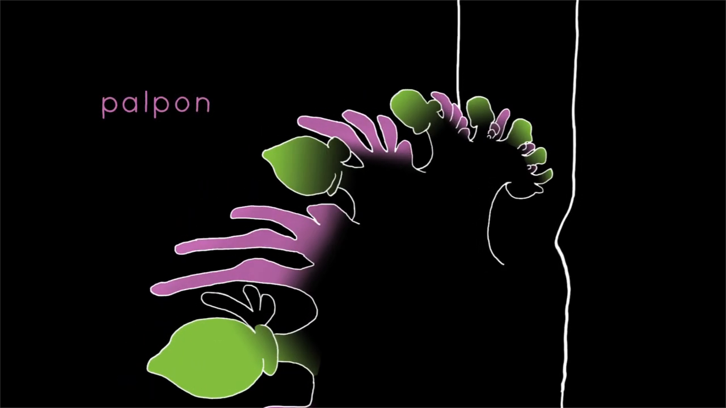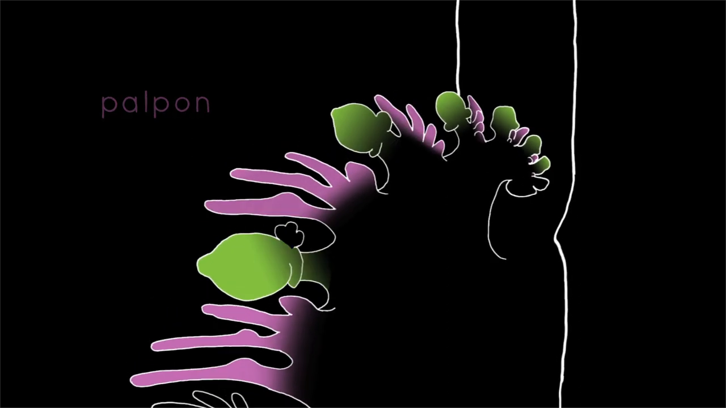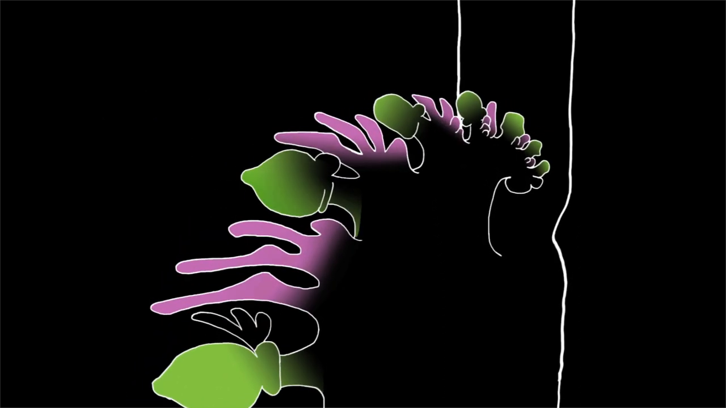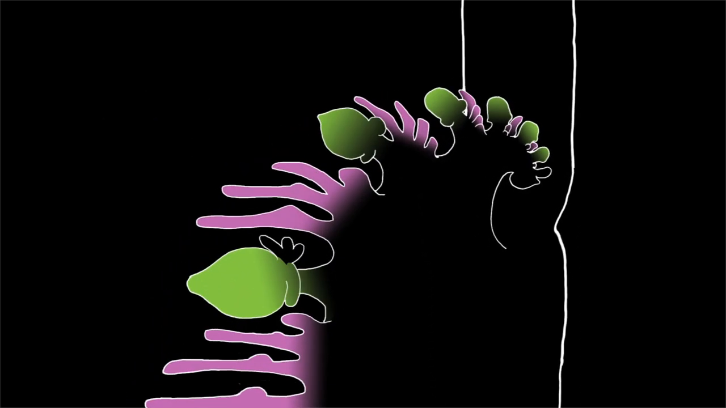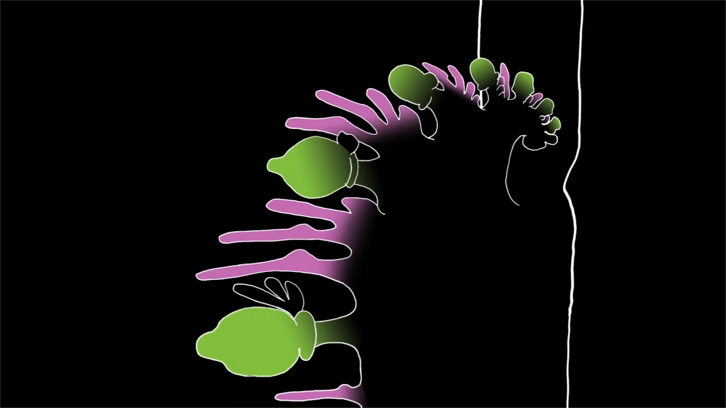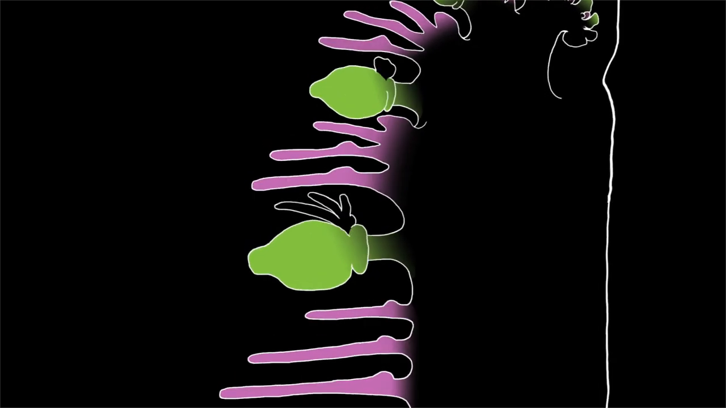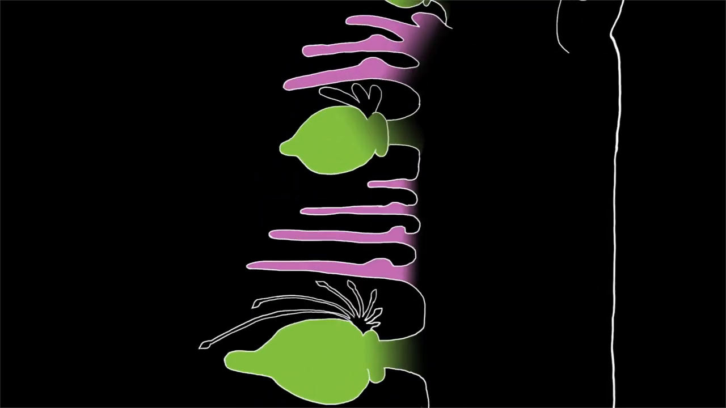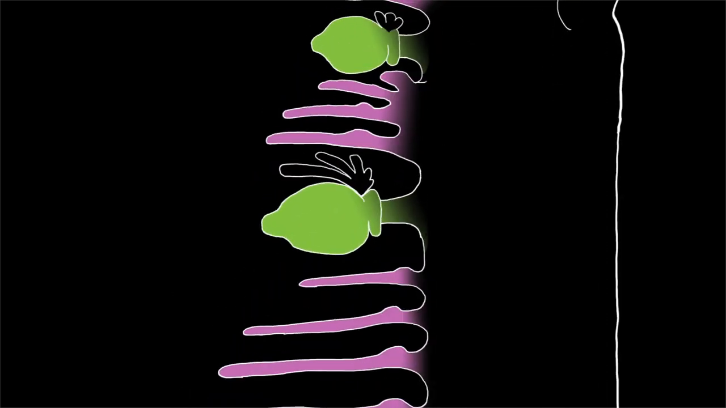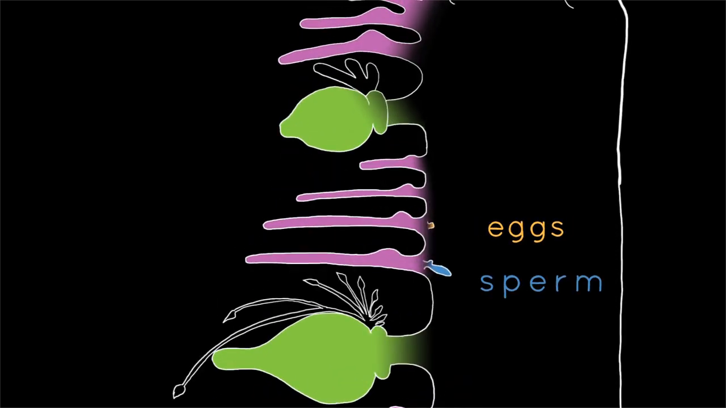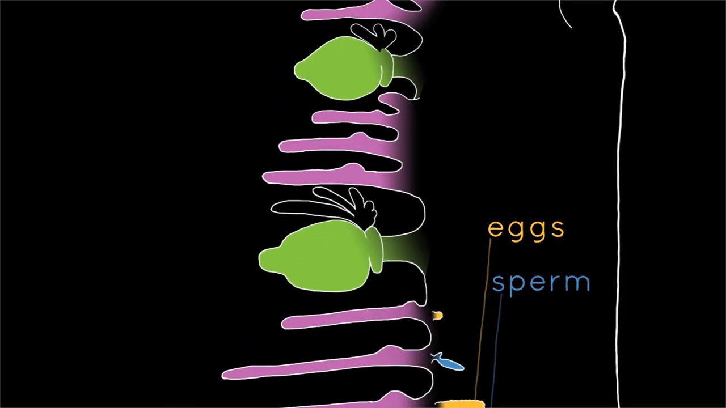At first, the feeding body and its associated palpins are joined to the stem by a shared stalk, like a cluster of grapes. But as they mature, the stalk gets wider and flatter until all the feeding bodies and palpins are attached to the stem individually. As they enlarge and are carried away from the growth zone, other bodies that produce either eggs or sperm arise on the stem at the base of the palpins.